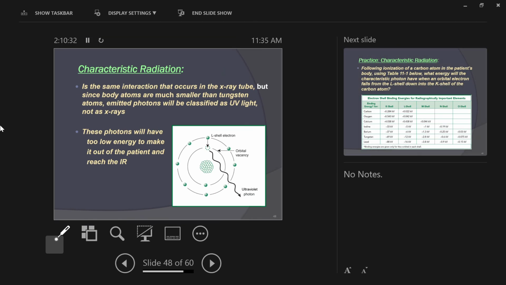Importantly, so this top thing says basically what I said, but importantly, the photons created by characteristic interactions are too low in energy to reach the image receptor. They're usually ultraviolet light, so they're lower energy than X-rays. Some of them could even be visible light. You light up a little bit, right? Tiny bit.